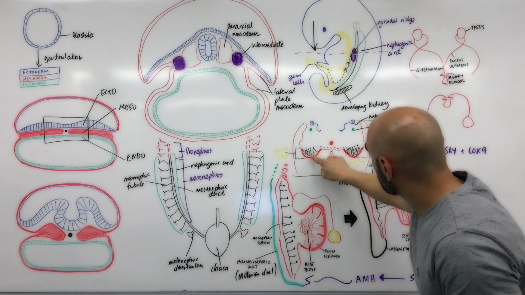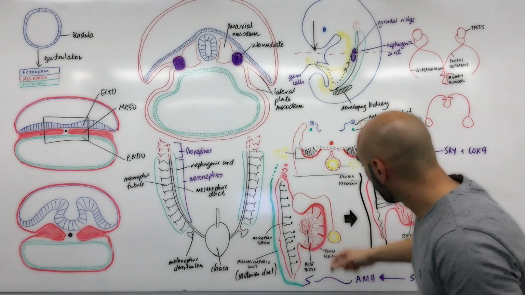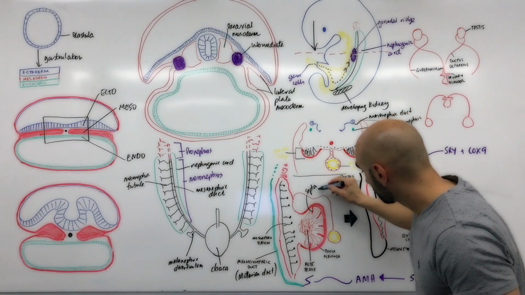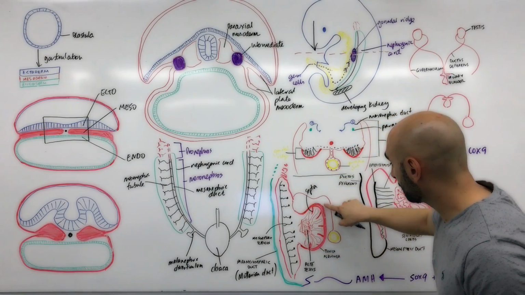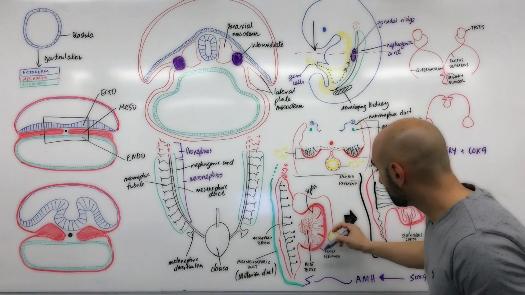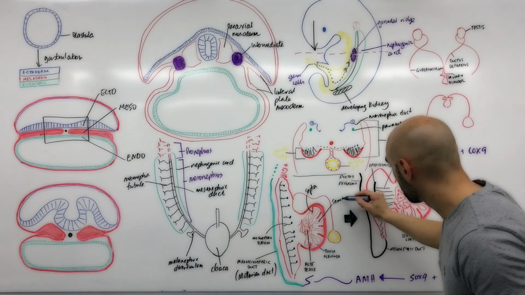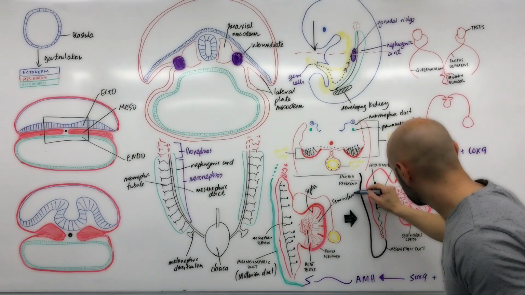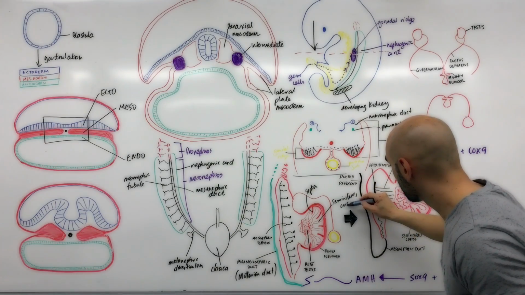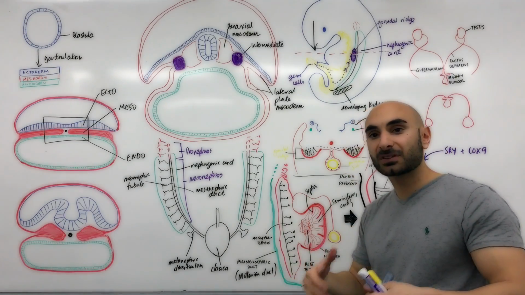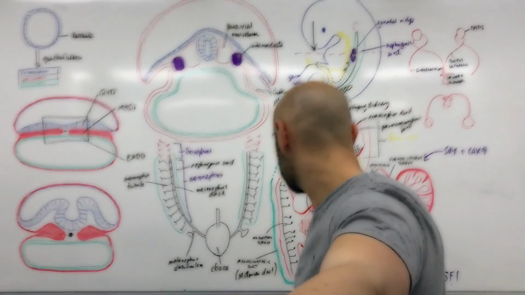Also, as these are differentiating, you'll form the septa of the testes, the tunica albuginea, the seminiferous cords, and the rete testis. So these are the beginnings of the ductal system of the testes.